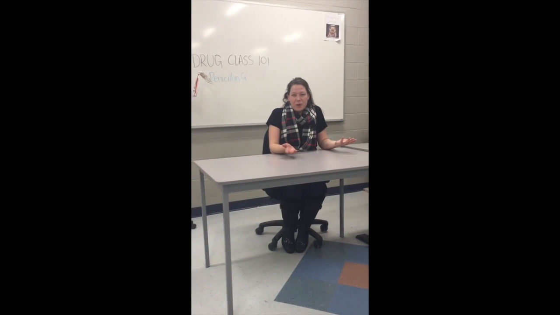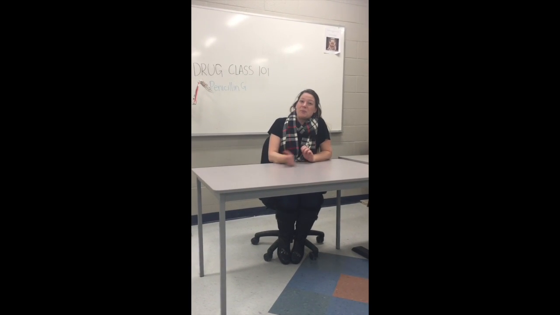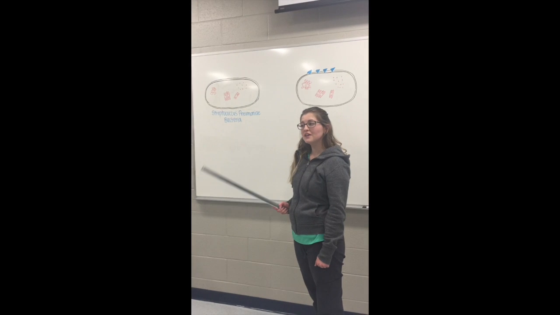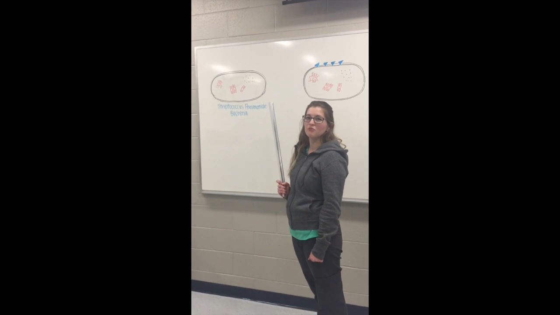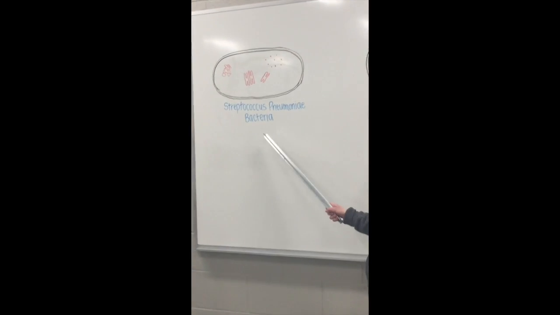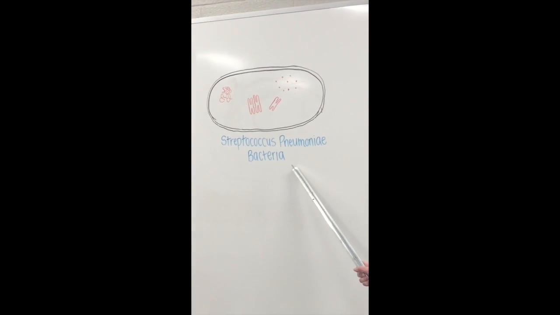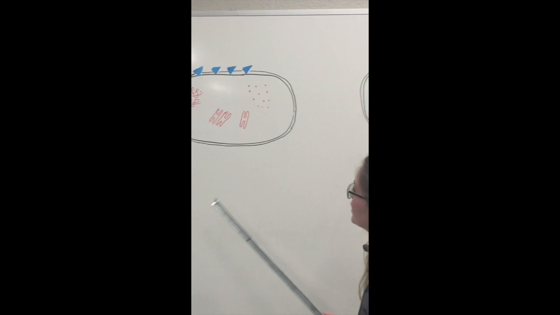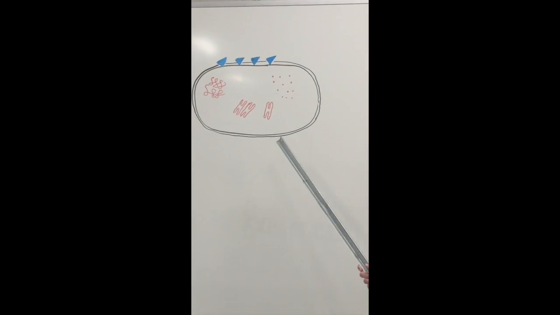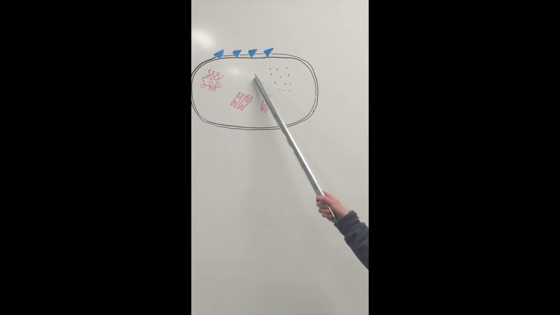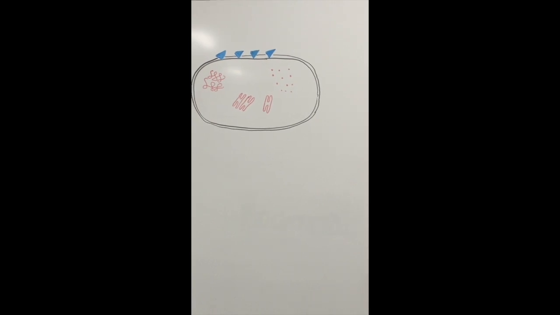So, you're probably wondering, why would the doctor prescribe Penicillin G? Let's take it over to Alyssa, who's going to explain exactly why. Now we're going to talk about the mechanism of action of Penicillin G. Here we have an illustration of the Streptococcus pneumoniae bacteria. Many bacteria have receptors known as penicillin binding proteins, which Penicillin G will bind to.